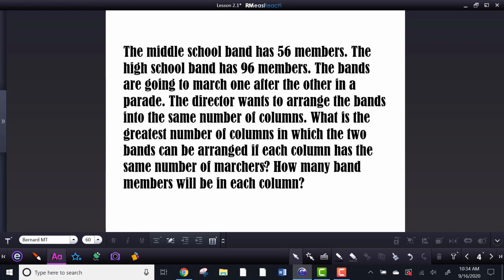So for example, it says the middle school band has 56 members. The high school band has 96 members. The bands are going to march one after the other in a parade. The director wants to arrange the bands into the same number of columns. What is the greatest number of columns? So that's the key word, greatest. Because I see that word greatest, I know this is going to be a greatest common factor word problem. What is the greatest number of columns in which the two bands can be arranged if each column has the same number of marchers? And also, how many band members will be in each column?